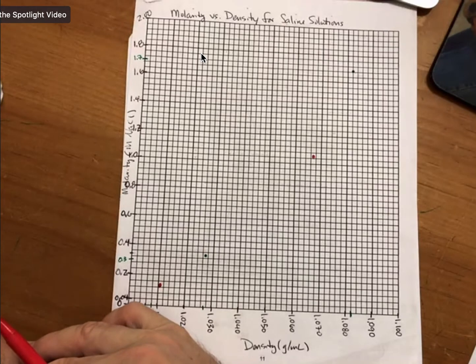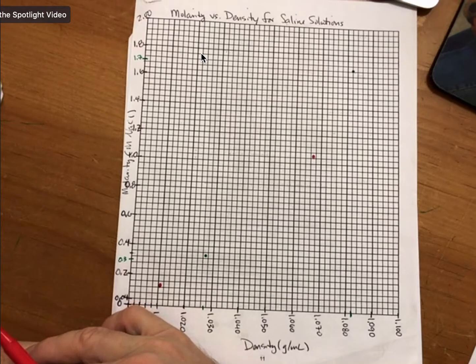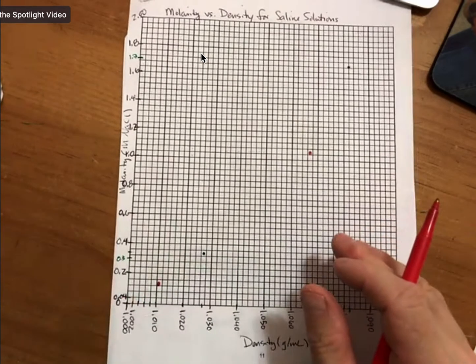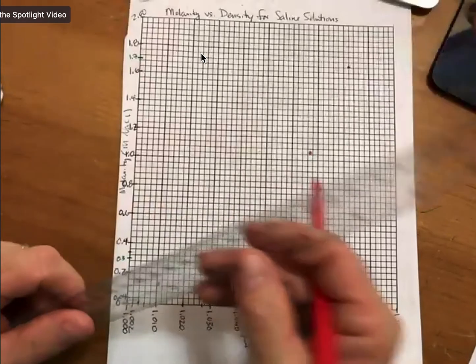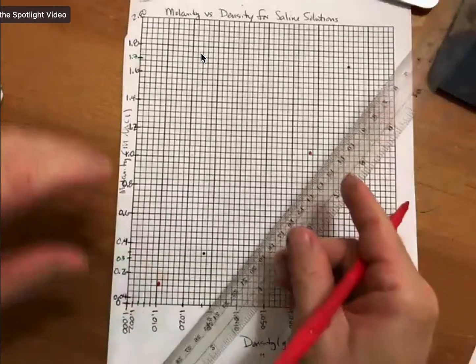And I'll tell you what, I think we're going to have time for questions after we do this next step. So I'm going to go ahead and do the best fit line. This is page 6, number 7.